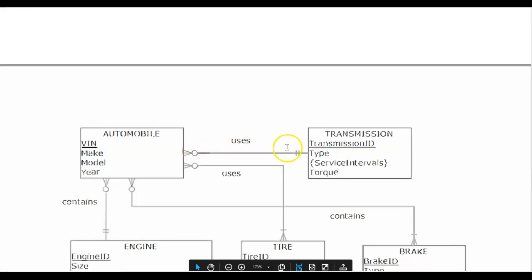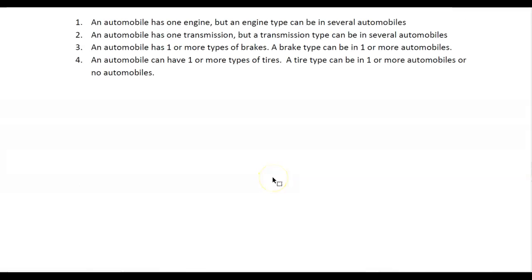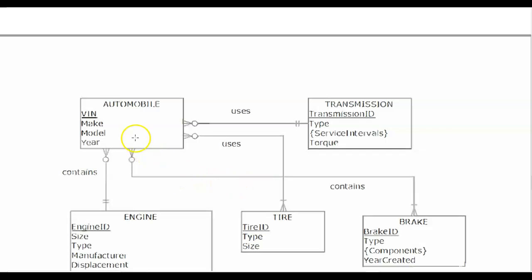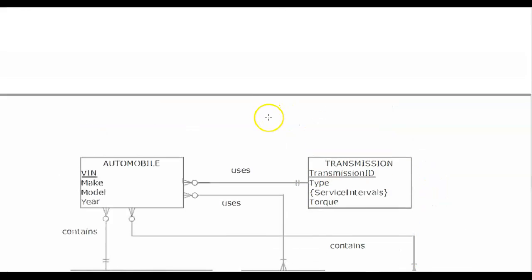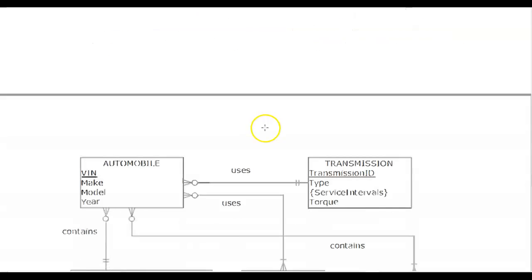Okay. Automobile uses one transmission. Transmission is used in one, none, or many. An automobile has one or more types of brakes. A brake type can be in one or more automobiles. So for brakes, I thought you could have drum brakes in the back and disc brakes in the front, things like that. So that's why I put that as a many. And then tires, one or more types of tires. A tire type can be in one or more automobiles, or none.